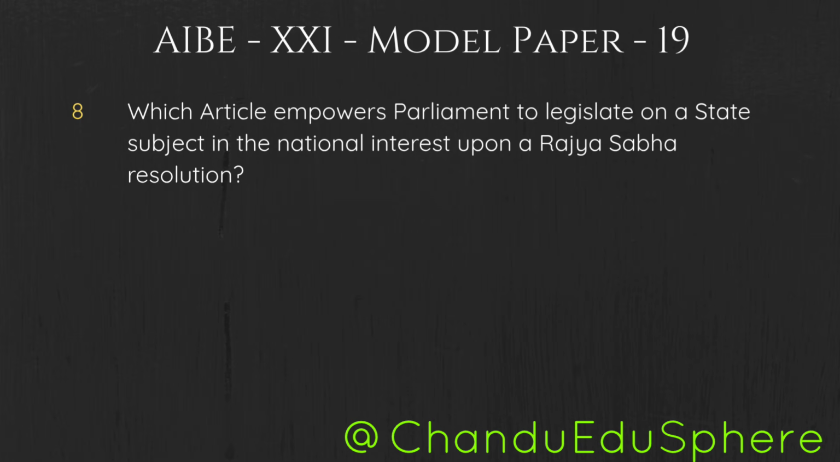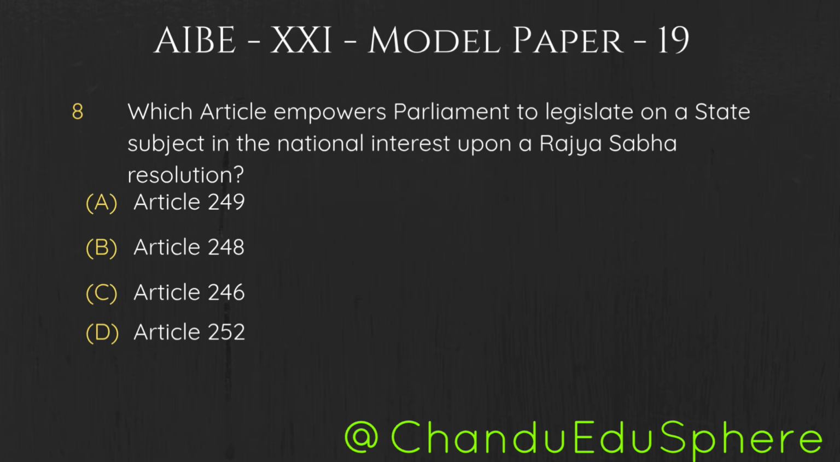Which article empowers Parliament to legislate on a state subject in the national interest upon a Rajya Sabha resolution? Article 249. Article 249 empowers Parliament to legislate on any matter in the state list if the Rajya Sabha passes a resolution by 2/3 majority declaring it expedient in the national interest. Choice A is the correct choice. Article 249.